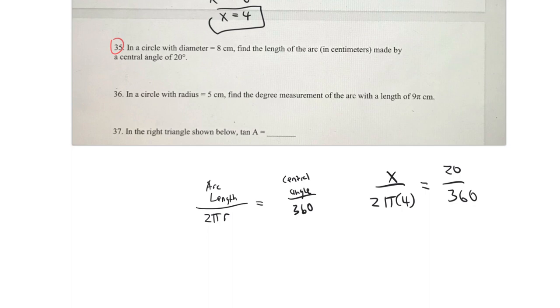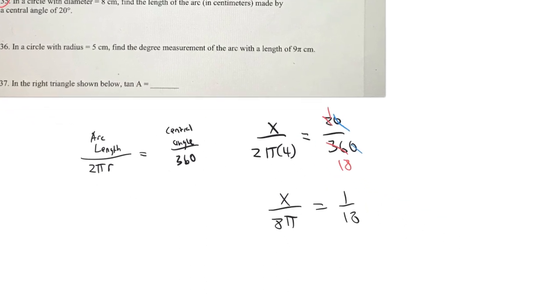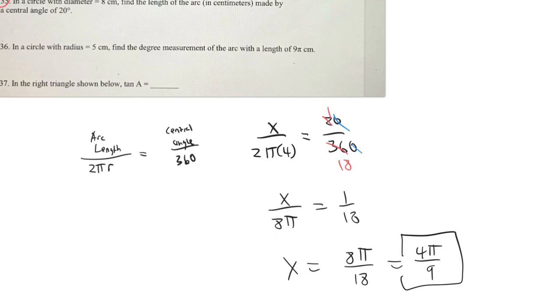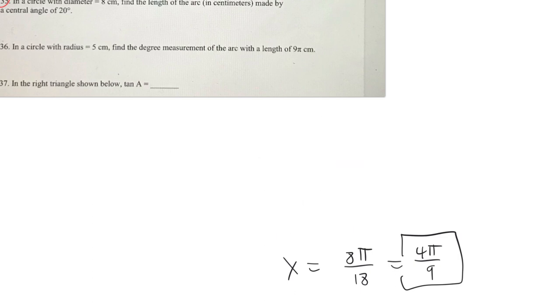Now, it's very often the case that you could just simplify the side. The zeros would cancel because really it's 20 divided by 10, 360 divided by 10. And then the 2 and the 36 could cancel as well. The 2 becomes a 1, that becomes an 18. So what we really have then is x over 8 pi equals 1 over 18. At that point, we can multiply both sides by 8 pi. We would have x equals 8 pi over 18, also known as 4 pi over 9. So that should be it. Okay, so that is that one.